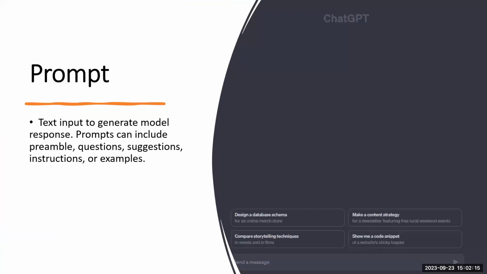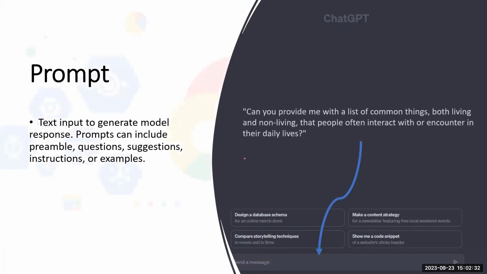To make it easier to understand, taking the example of ChatGPT, the UI looks like this. Here we have an option in which we write a question or a query and we get a desired response from this model. For example, I give ChatGPT the prompt: can you provide me with a list of common things, both living and non-living, that people often interact with or encounter in their daily lives? For this, ChatGPT gives the answers: cat, dog, apple, car, and zebra.